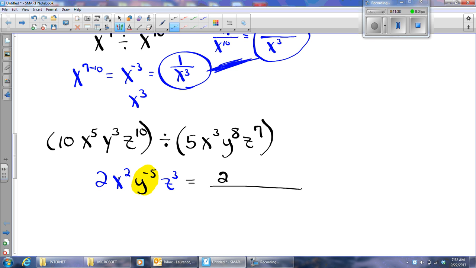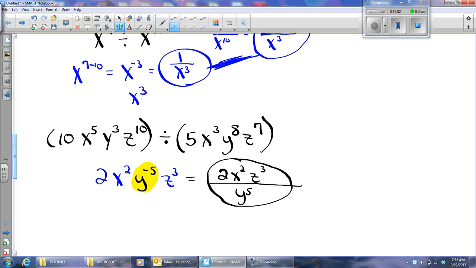This x has a positive exponent. He'll stay where he's at. The z has a positive exponent. He'll stay where he's at. And the y to the negative fifth will go into the denominator. And notice the sign of the exponent changes. Okay, that's one very good way to do this problem. And that is your answer. You cannot tell me what x, y, or z equal because it's not an equation.